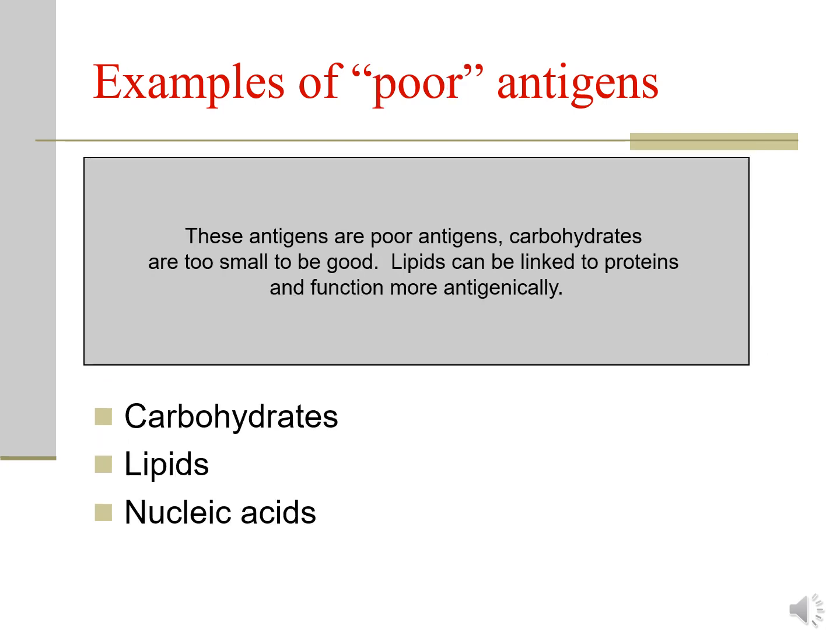Then we have the things that make poor antigens, and that would be carbohydrates. They are too small to be good antigenically. We have lipids that are poor by themselves, but if you link them to a protein, they function more antigenically. And then we have nucleic acids. So again, this slide covers all those things that don't meet the criteria for something to be an antigen.